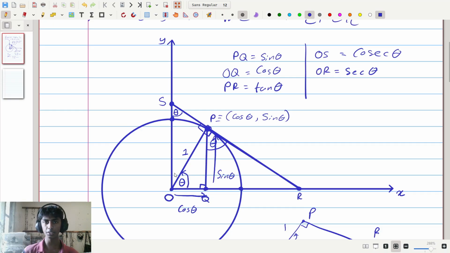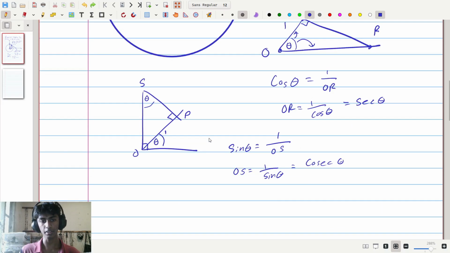And as for the cotangent of theta, it is the other one other than the tangent of theta. Tangent of theta is the length PR. Cotangent of theta is the other part of the tangent, SP. So we can show this again using this triangle.